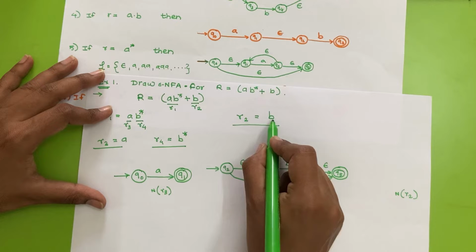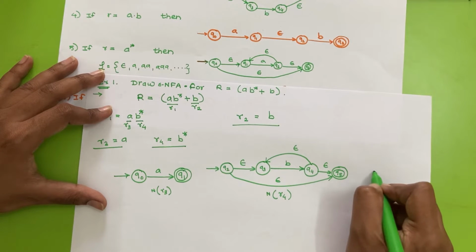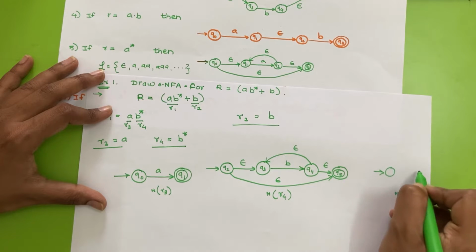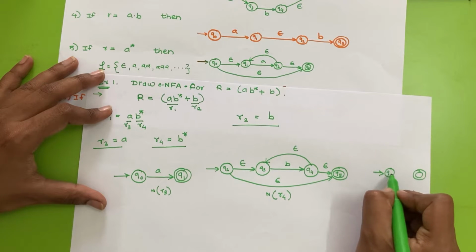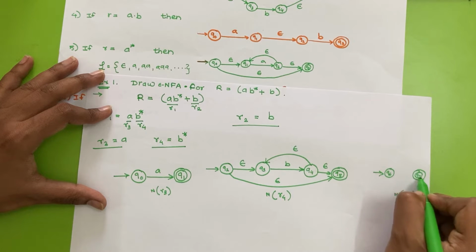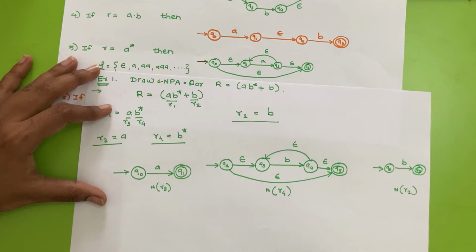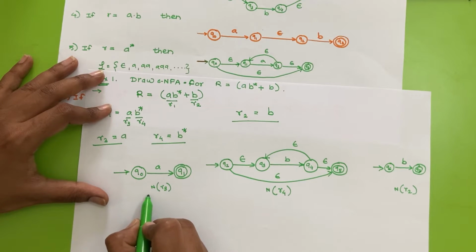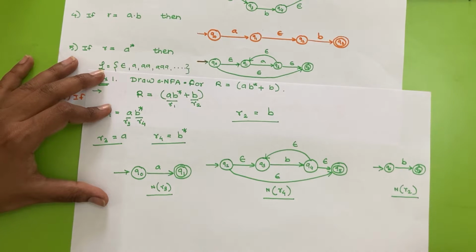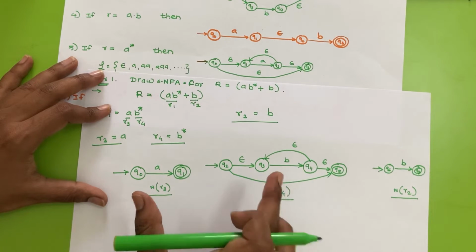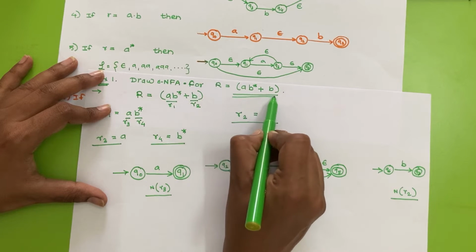So the NFA for R2 is simply B. Now this will be Q6 and Q7 and this will be B. Okay, now we have got the NFA for R3, the NFA for R4 and the NFA for R2. Now we will try to combine these by following this expression.